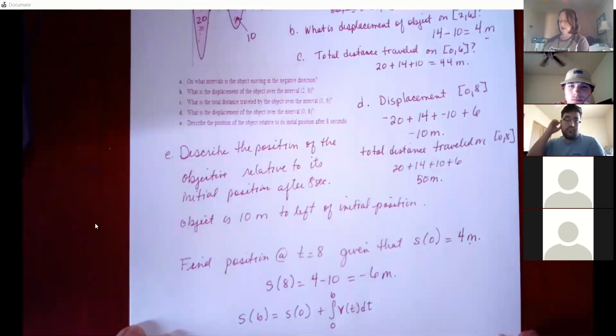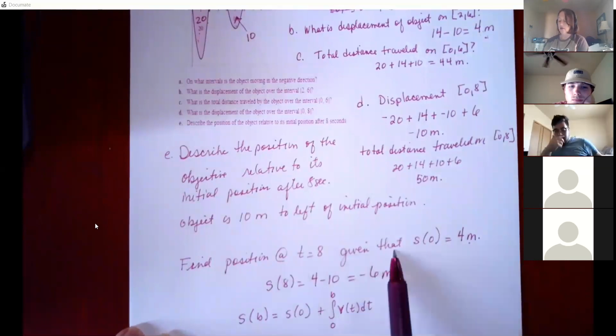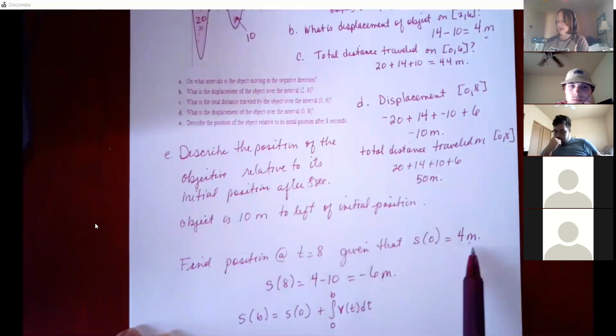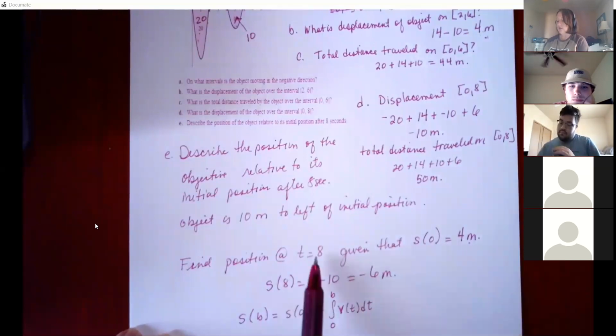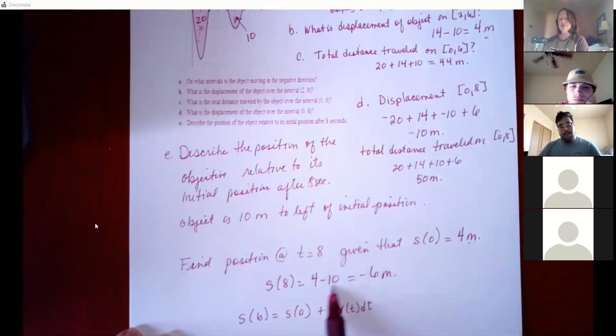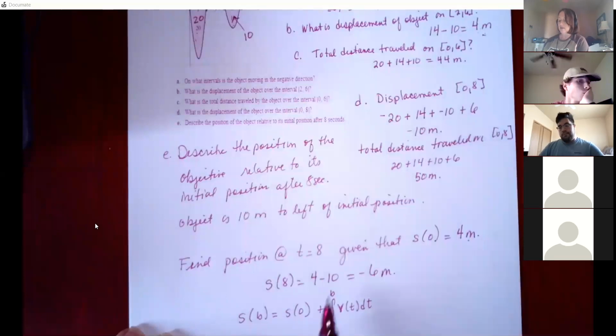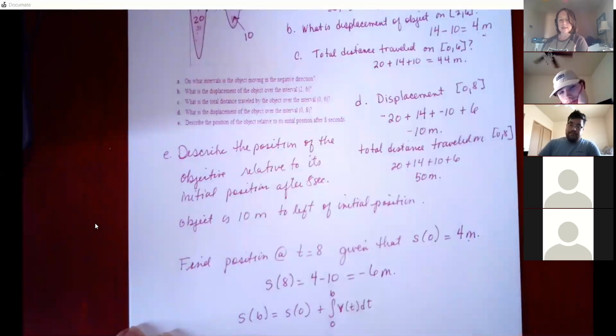Can you explain? I get the -6. Where did that come from? This part wasn't in the original problem, I just gave it to you. If I tell you that your initial position is 4 meters and I ask you to find your position at t = 8, you're just going to take your initial position of 4 and add your displacement over that first 8 seconds. We had already found our displacement over the first 8 seconds was -10 meters. So we just have the 4 plus a -10, or -6. Did that answer your question? Yeah, thank you. Okay.